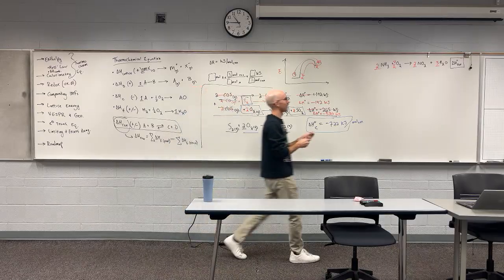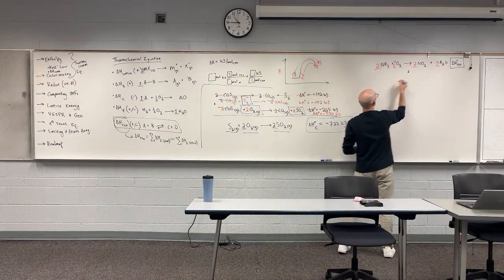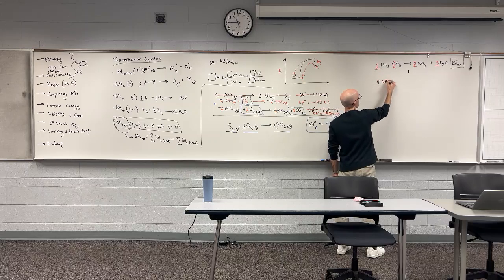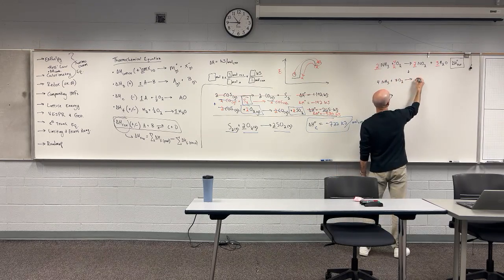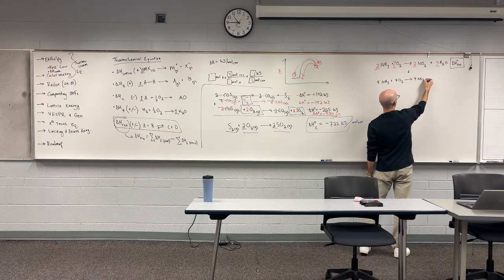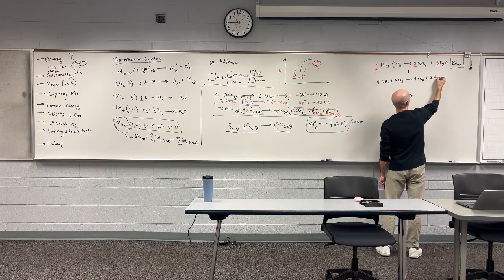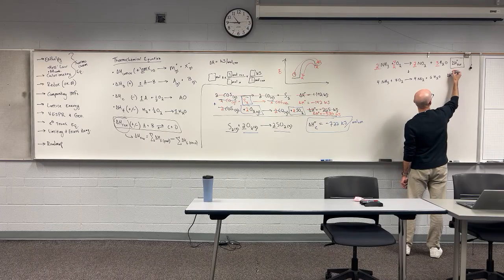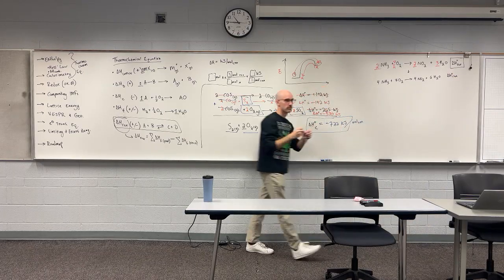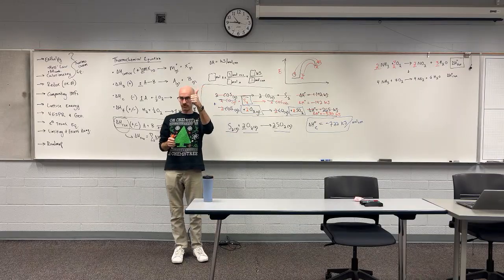Now I multiply everything by 2. 4 moles of ammonia react with 7 moles of O2 to give 4 moles of nitrogen dioxide plus 6 moles of water. Fair?